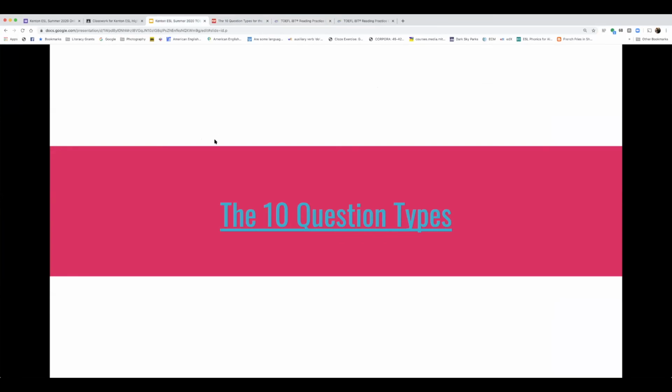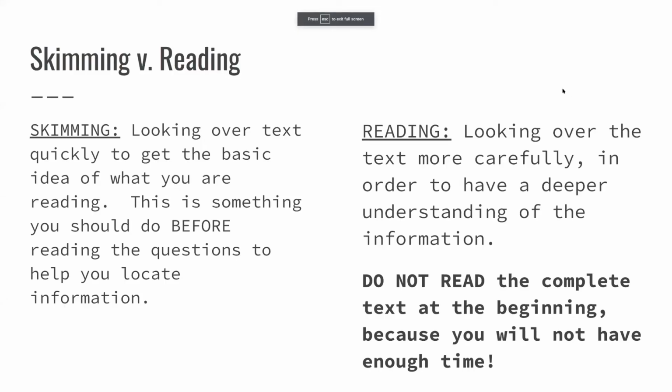Okay. Now, what I'd like to do is to take the last few minutes here. We may go a little longer, but just a couple of quick minutes here to show you what are some things we need to think about when we're doing the TOEFL. So I just want to take a moment and mention to everybody that you have to be able to look at the information in different ways. For example, let's look over on the left side, skimming. Okay, Rena, could you read what skimming is for us? Okay, skimming, looking over text quickly to get the basic idea of what you are reading. This is something you should do before reading the questions to help you locate information.